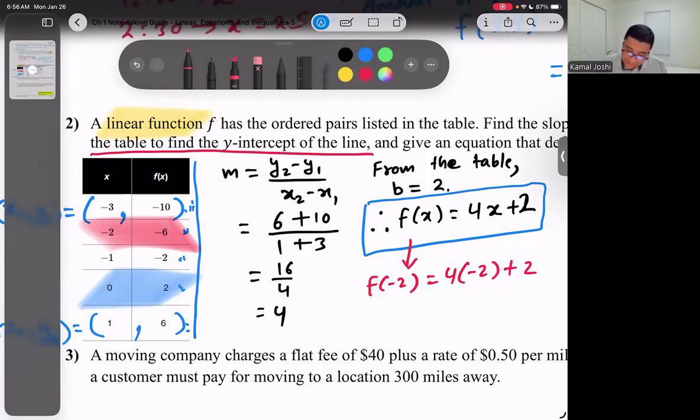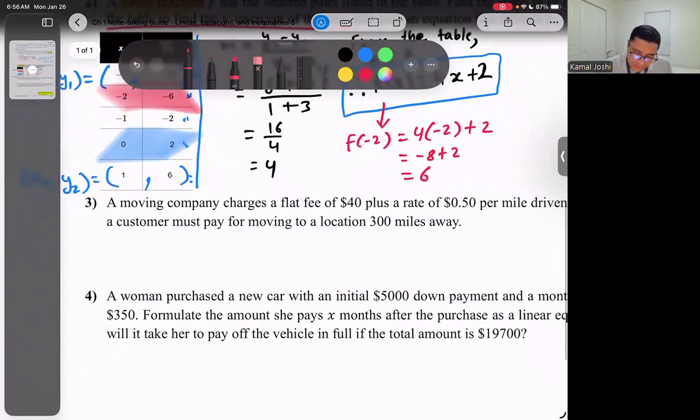So if it still satisfies, then that point minus 2 comma minus 6 should be on that same linear function. That is minus 8 plus 2, which is minus 6. This way, if you can find the equation using 2 points and prove that the rest of the points also lie on the same function by evaluating f of x for all of them and showing that they match the y values, that way also you would have proved that it is indeed a linear function. Okay, I'll move on.